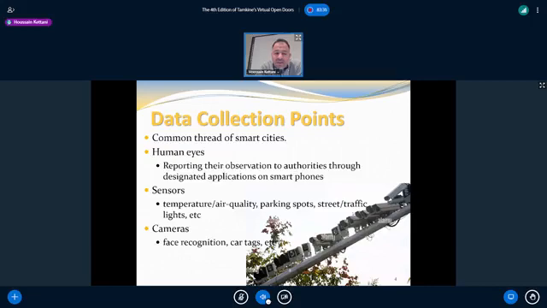So more efficiency. So it could be human eyes, the traditional way, integrated into smartness. So human eyes, but integrated in apps, in smartphones or other IoT devices. So it could be sensors that just report to a central station. For example, temperature, air quality. So if the air quality goes below a certain threshold, then the city has to do something about it.